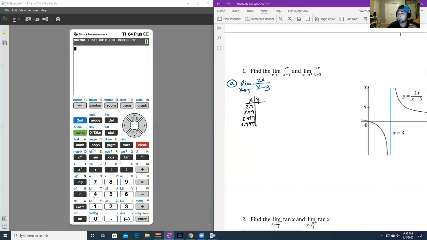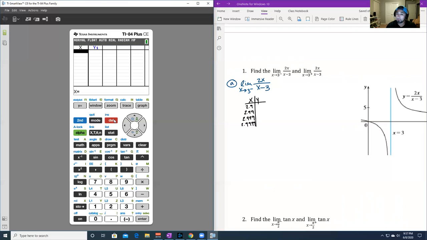Okay, and I showed you how to use your calculators before, but I'll do it again. I'll hit y equals, and then I'll use the fraction button, N over d, so 2x over x minus 3. Hit enter, second window, make sure I'm on ask, which I am, and then second graph. I'll delete everything that's here. And now, since we're approaching 3 from the left, I'll start with my 2.9, which gives me negative 58, then 2.99, 2.999, and then 2.9999.